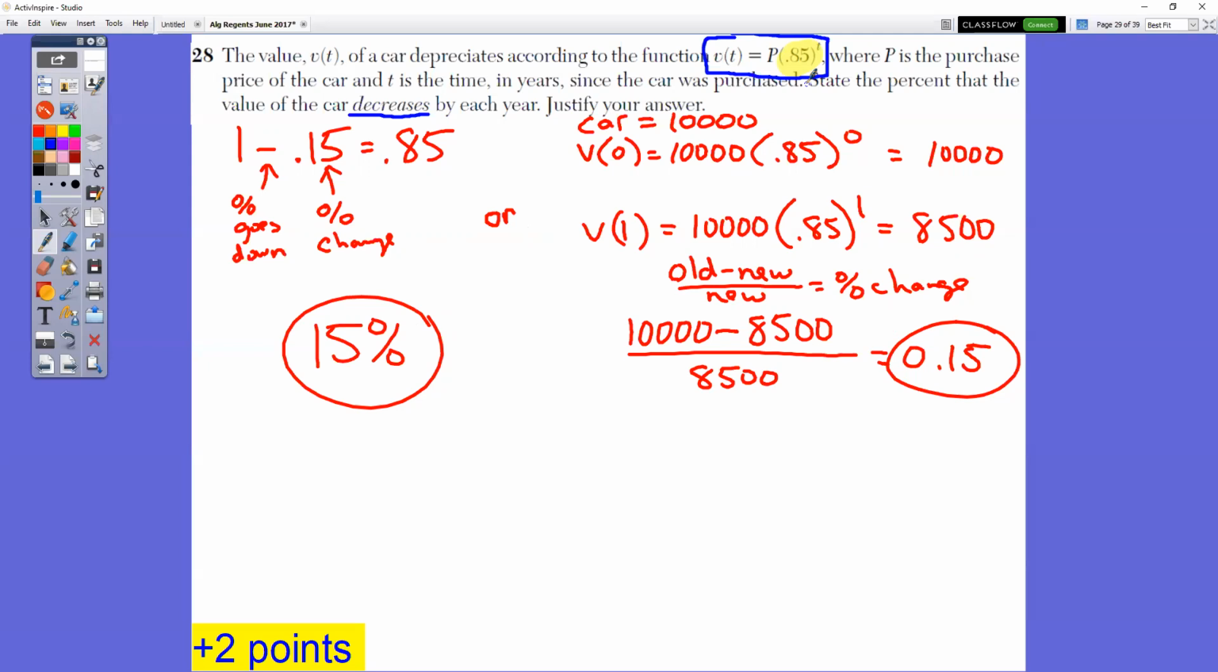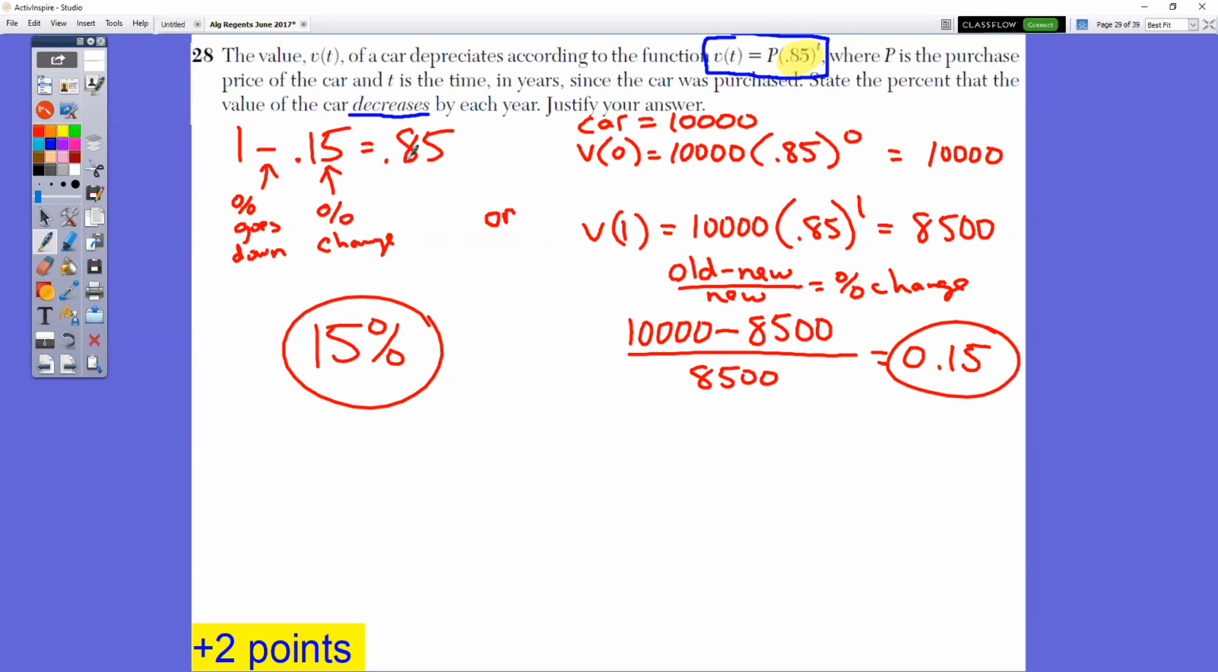If this was an interest question where you're leaving money in the bank and you're gaining interest over time, this might be like 1.02 if it was 2% interest or something like that. This one is 0.85, so it's less than 1. That means your number that you start off with is going to get lower every year.